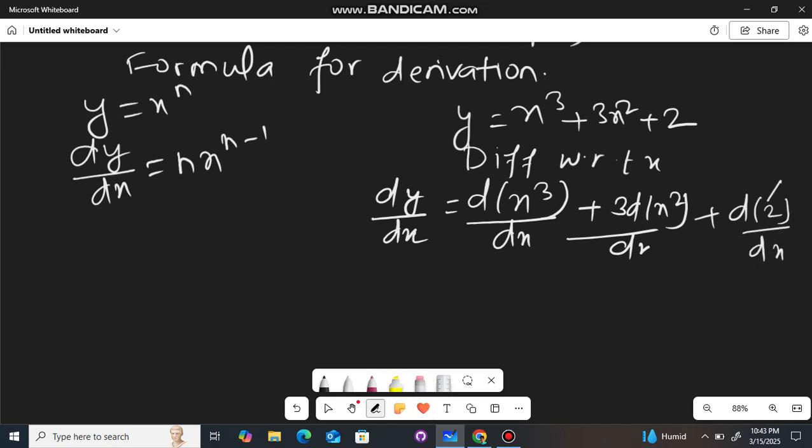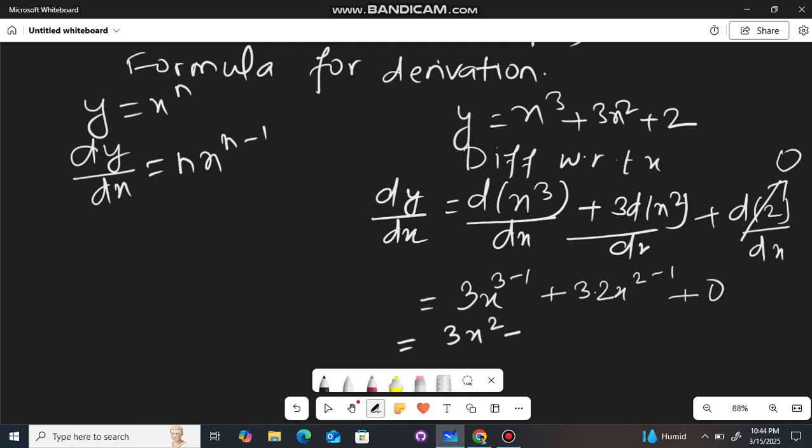Okay, in this question you need to also understand that if there is a constant given, then in that scenario the derivative will be 0. Here instead of n there is 3, so it will be 3x to the power 3 minus 1 plus 3 dot 2, as 2 will be our n here, x to the power 2 minus 1 plus 0. After solving it further, we are going to get 3x square plus 6x as our answer by differentiating it with respect to x. I guess you have understood our first formula, which is n x to the power n minus 1.